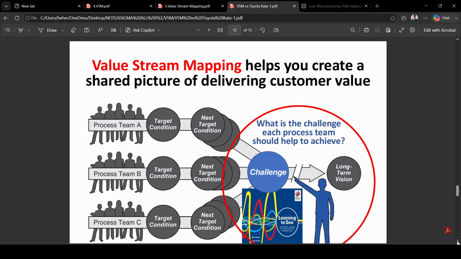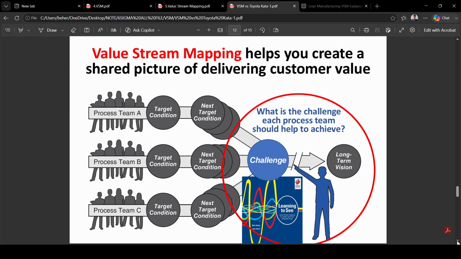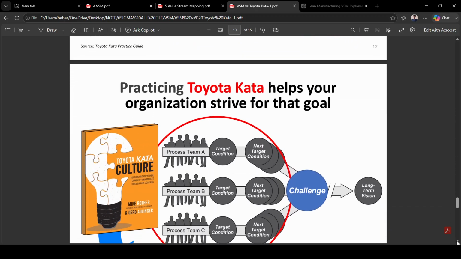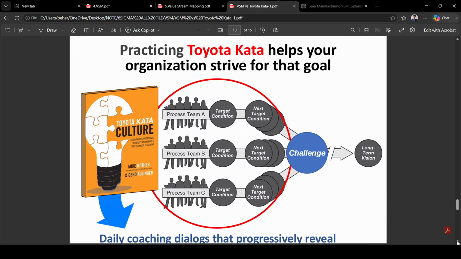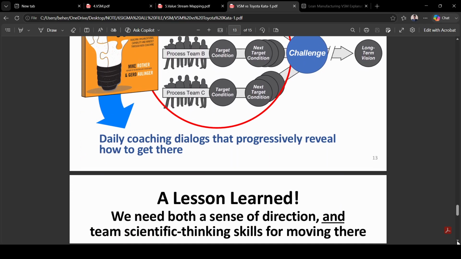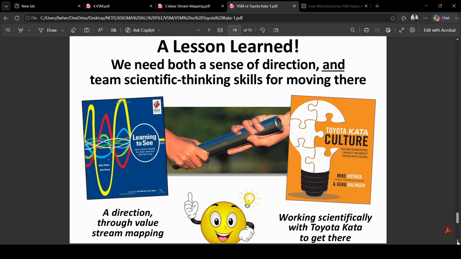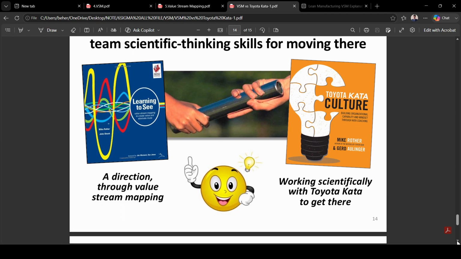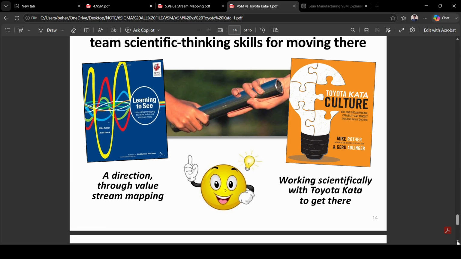Value stream mapping helps you create a shared picture of delivering customer value. So each process team has a target condition. What is the challenge each process team should help to achieve, and everyone can participate in this value stream mapping. Then practicing Toyota Kata helps your organization strive for that goal, with daily coaching dialogues on how to get there. A lesson learned: we need both a sense of direction and team scientific thinking skills to move there. Value direction comes through value stream mapping, and Toyota Kata works toward the target to get there.